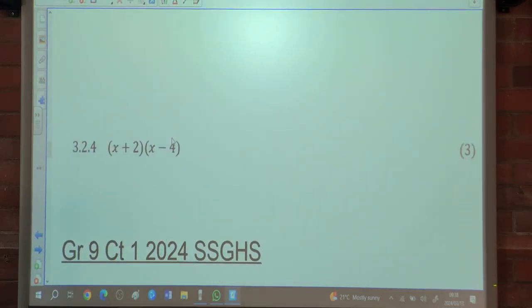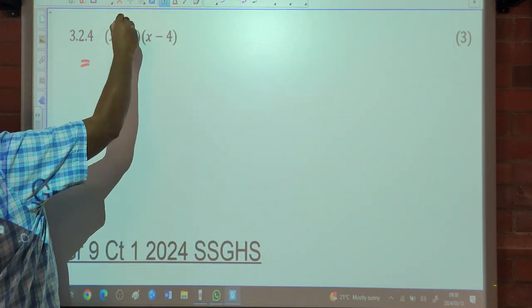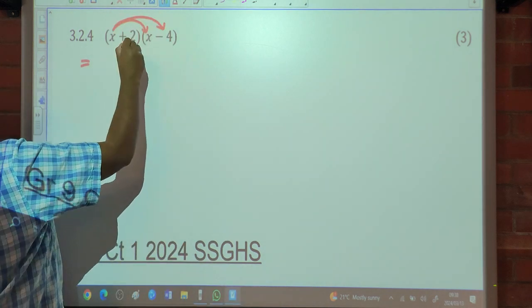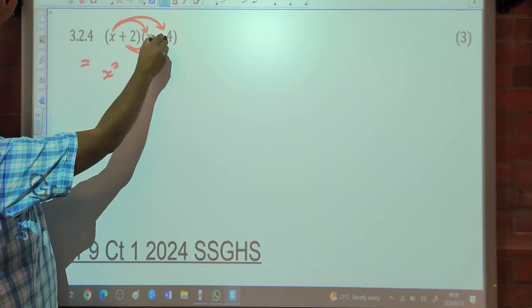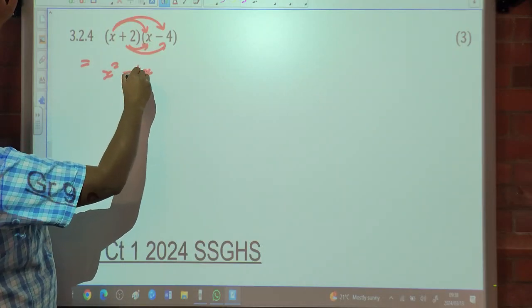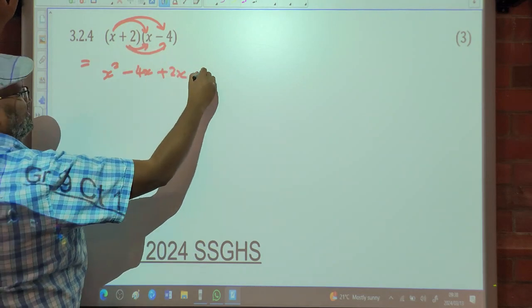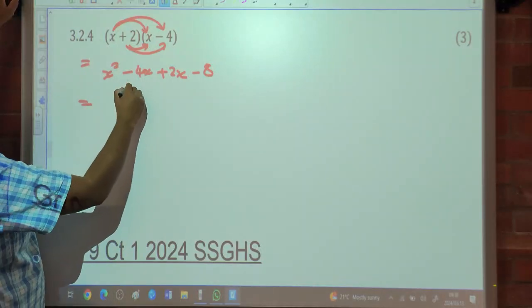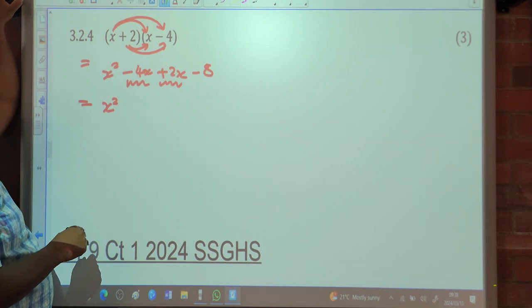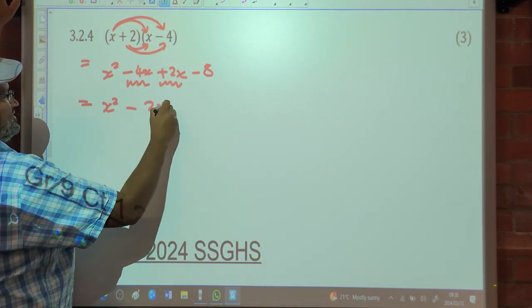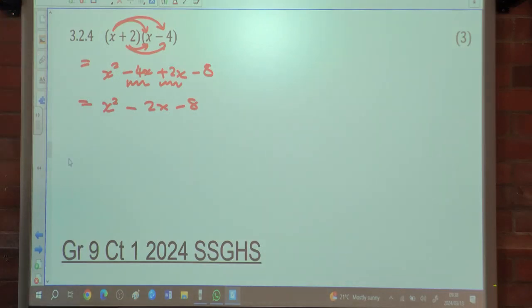The next one, binomial by binomial. We'll apply the distributive law. So x times x, x squared, x times negative 4, negative 4x, 2 times x, 2x, 2 times negative 4. Okay, so you've got x squared. What's minus 4x plus 2x? Minus 2x minus.